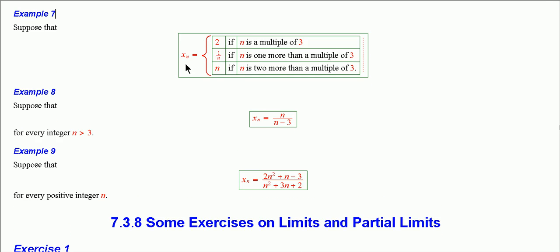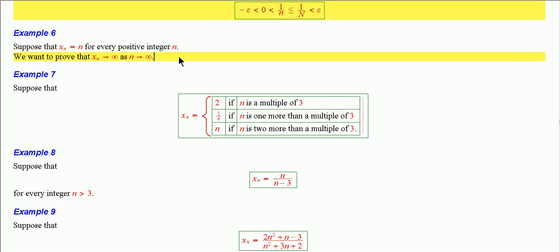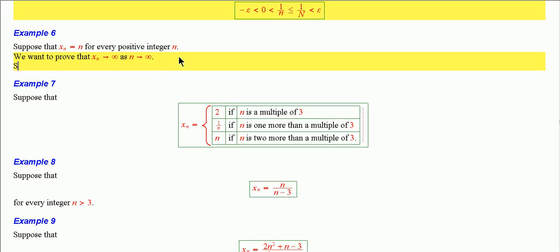So here we go. Suppose that w is a number. All right? Now I'll make it very simple. Choose a positive integer, big N, such that big N is greater than w.